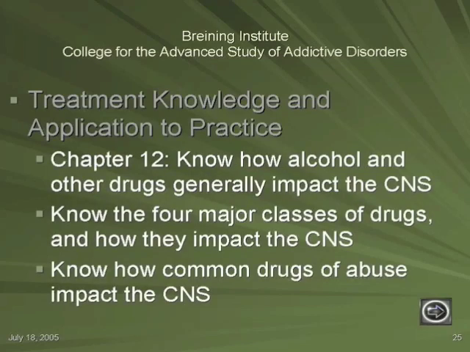In Chapter 12, know what alcohol and other drugs can do to the central nervous system and which central nervous system components drugs can affect. Know the four major classes of drugs, which are depressants, stimulants, painkillers, and hallucinogens. Know the characteristic of each one of those major classes of drugs and be able to distinguish between them.